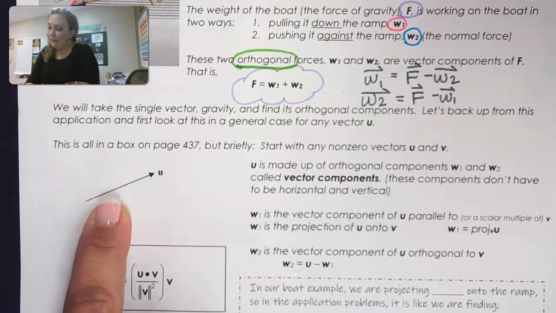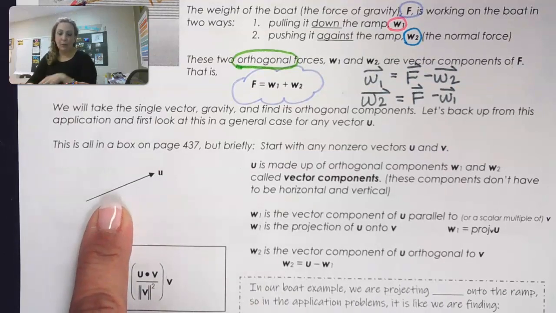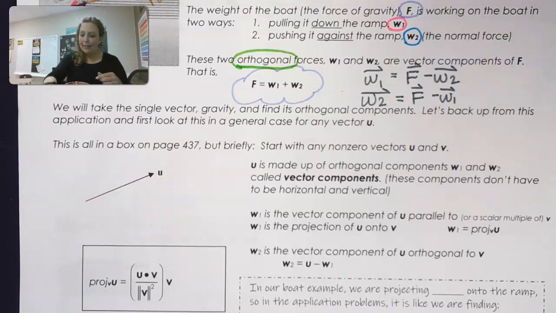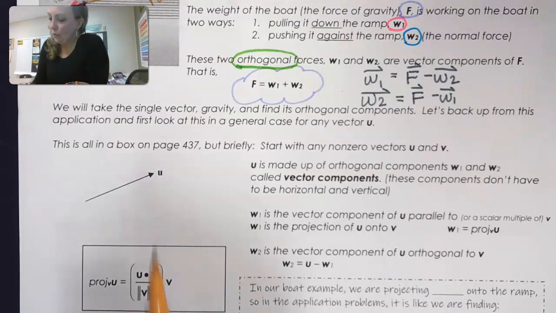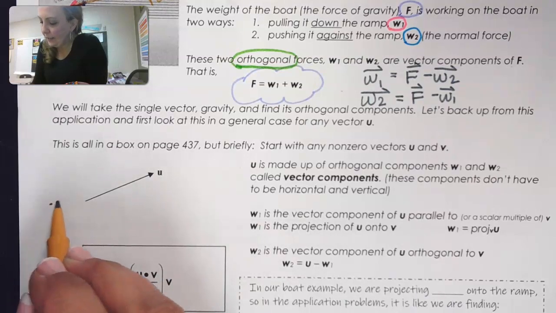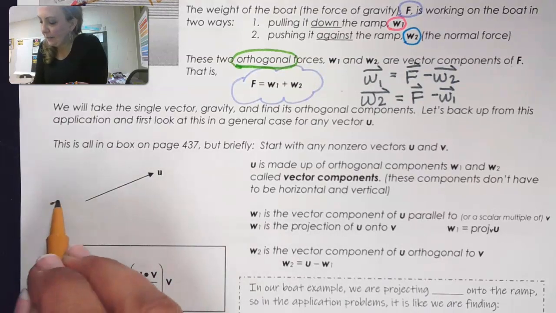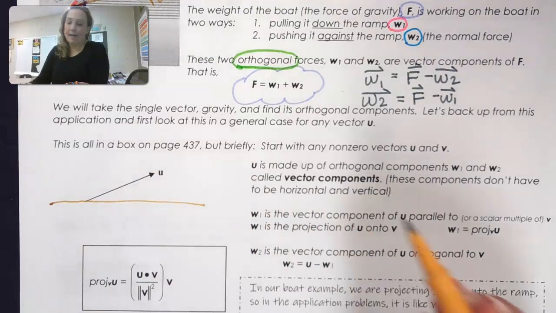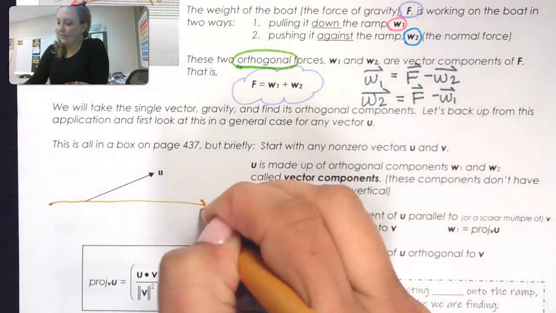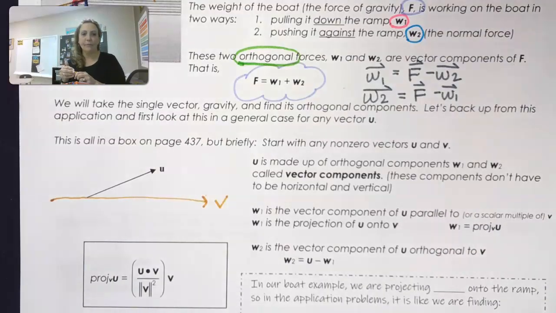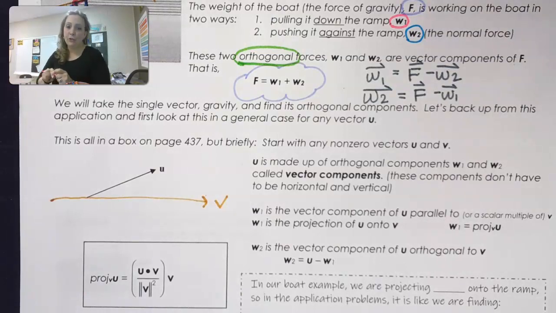U is going to be made up of orthogonal components W1 and W2. What we need is a baseline for this. So to demonstrate things, I'm going to draw a horizontal line here, and I'm just going to call this vector v. Okay, so u is going to be made up of two orthogonal components.